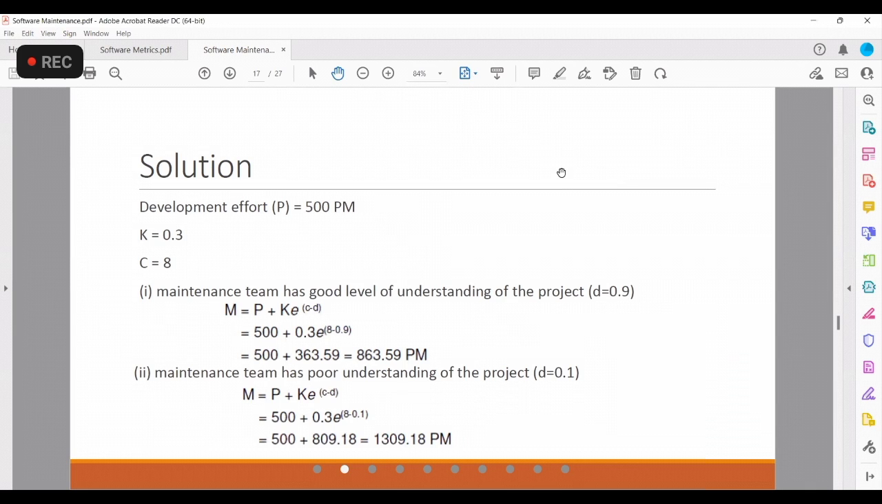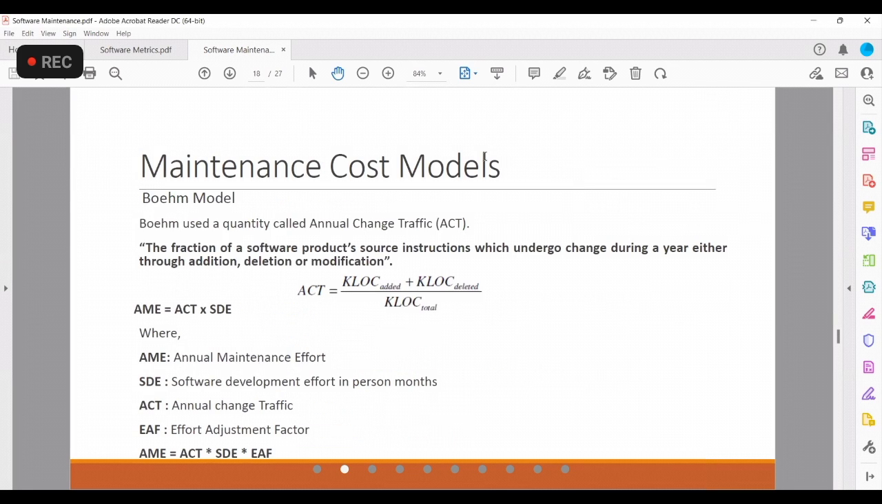Your second cost model is based on this annual change tracker. This was actually proposed by Boeing. Here you need to find out ACT, that is annual change traffic. कितने आपने lines of code add करे, कितने delete करे and so on. So annual change traffic is the fraction of a software product's source instructions which undergo change during a year, either through addition, deletion or modification.